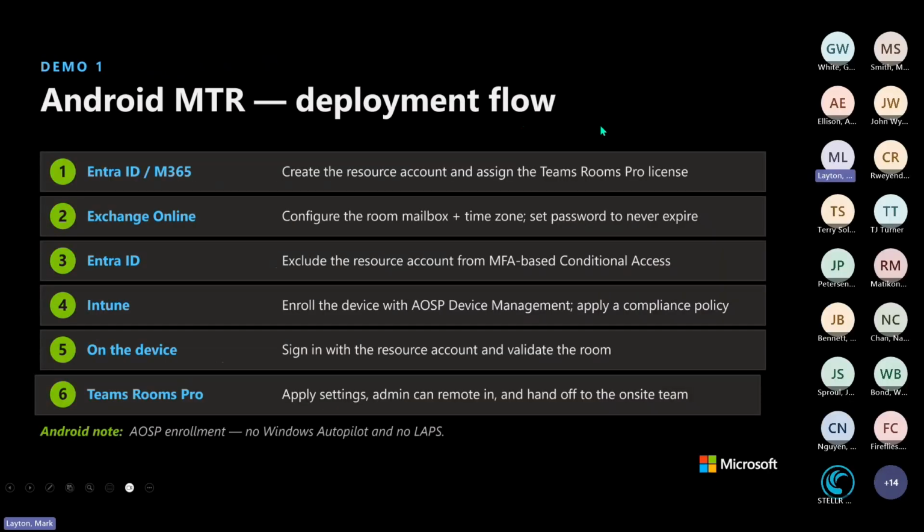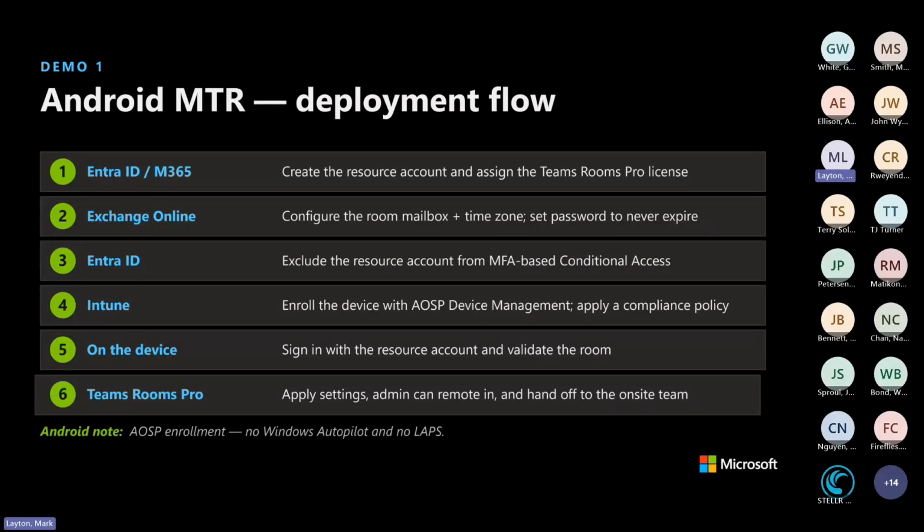Okay, so Android is a little bit of a different flow. There are a lot of things that cross over between Android and Windows-based, but in this case, we'll talk about Android. So we are going to create the resource account and assign it a Pro license. We want to make sure we do some PowerShell for the time zone and make sure that the password never expires. We're going to exclude it from the conditional access. We're going to enroll the device into Android Open Source device management and apply a compliance policy, which is a requirement if you want to enroll it into Intune on the device.